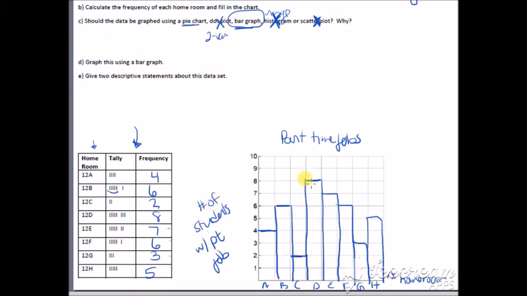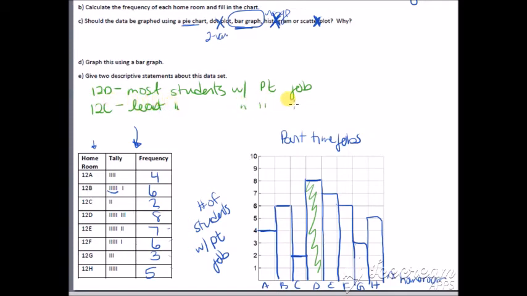Okay, so what we're going to do is give 2 descriptive statements about the data. So I'll give a couple. Most students with a full-time job or part-time job are in room 12D. Okay, so 12D, most students with part-time job. And you can do the least as well, which would be C, which is 2. 12C, least students with part-time job.